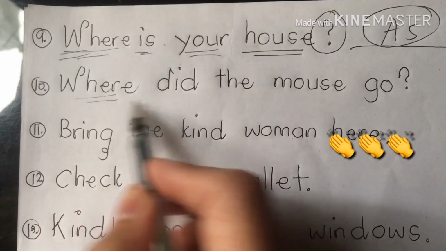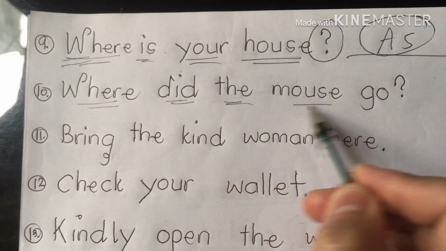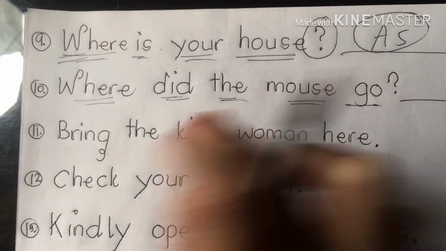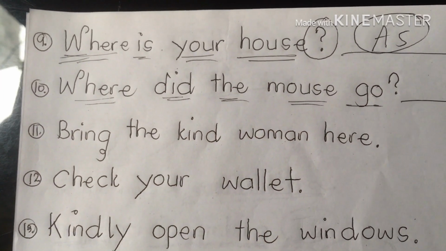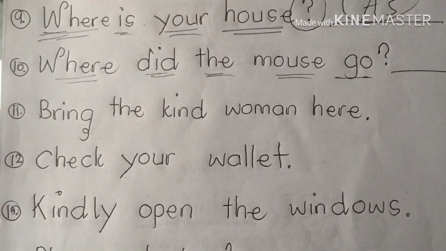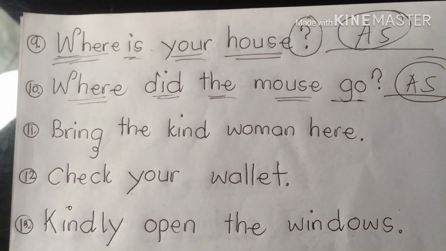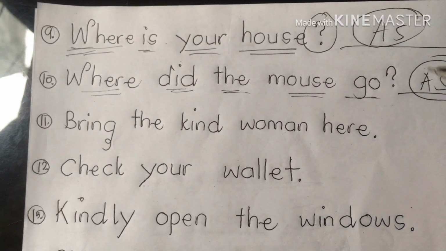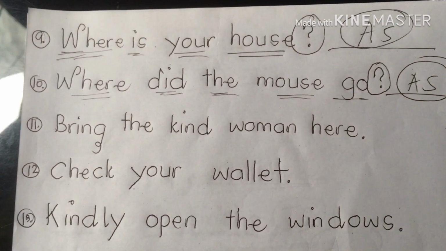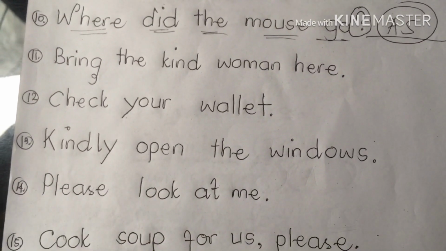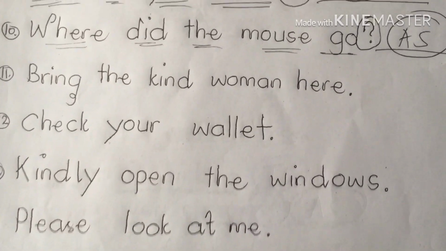Number 10: Where did the mouse go? So this type of sentence is asking about the mouse. Where did the mouse go? So this is what you call AS, class, asking sentence. It has a question mark, the punctuation mark that we use for questions.